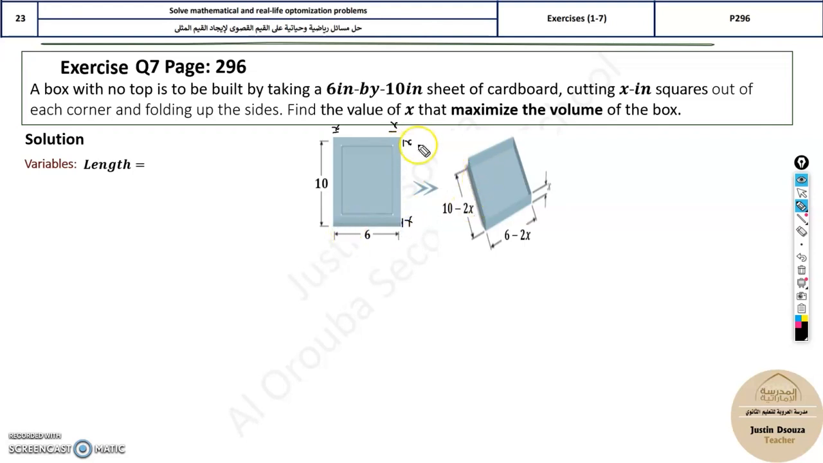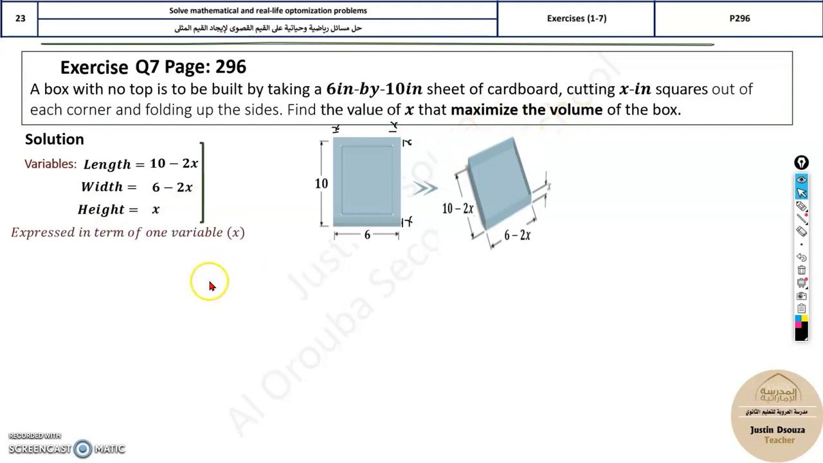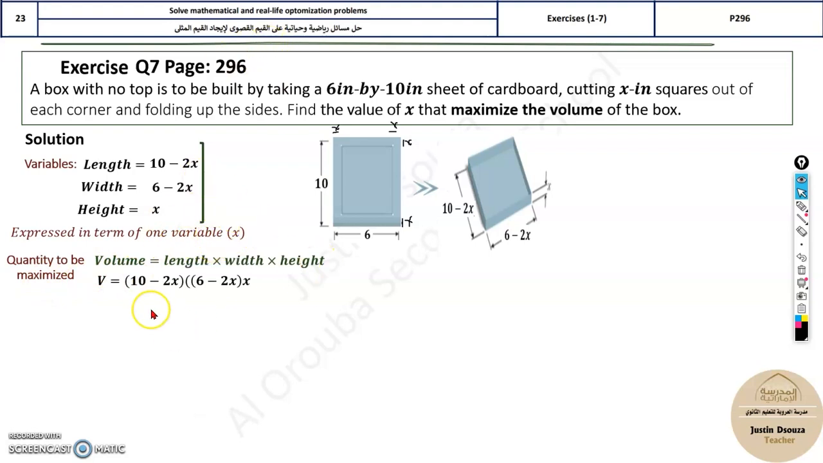And it goes on. So the dimension instead of 6 becomes 6 minus 2x, and instead of 10 becomes 10 minus 2x. So this is your length and the width. And the height over here is given to be x. That's for the volume. Now you know all the three dimensions. It's very simple, like what we have done before. So I'll quickly go through this. Volume means multiplying everything. Just write it as it is.